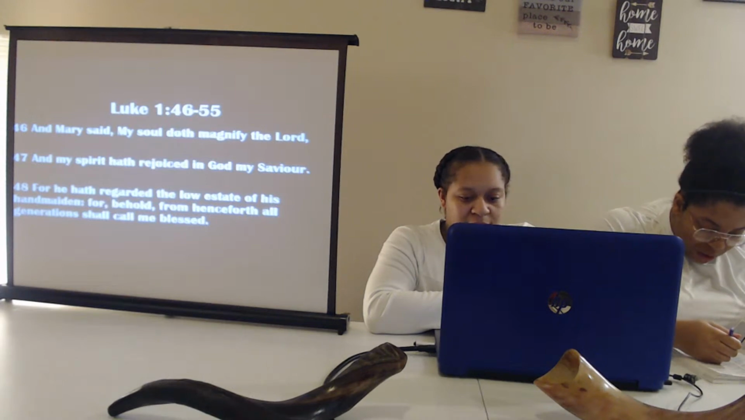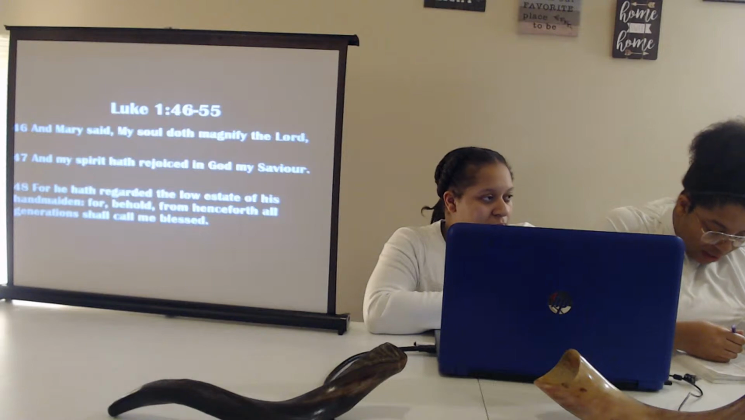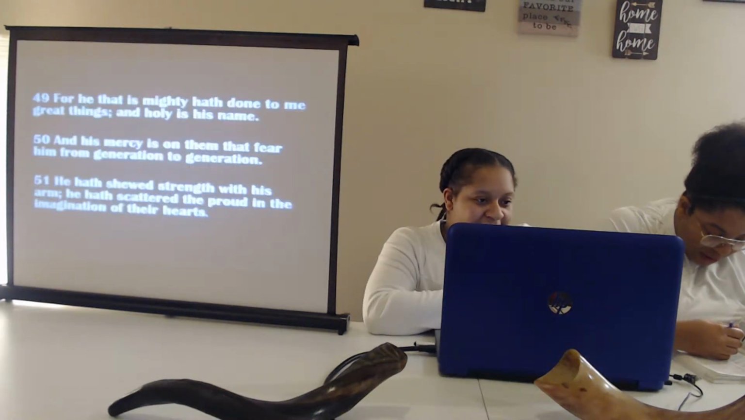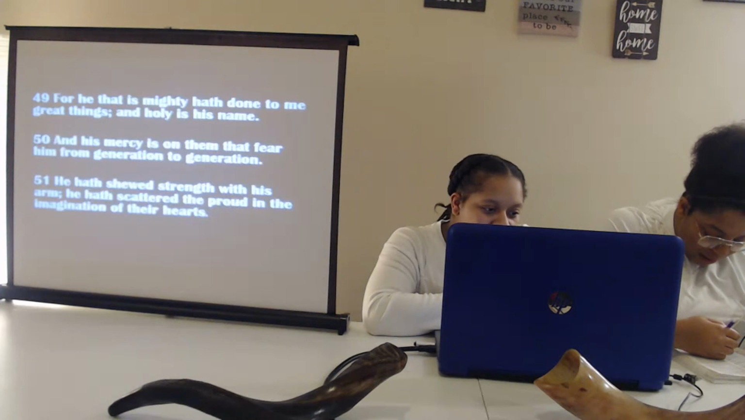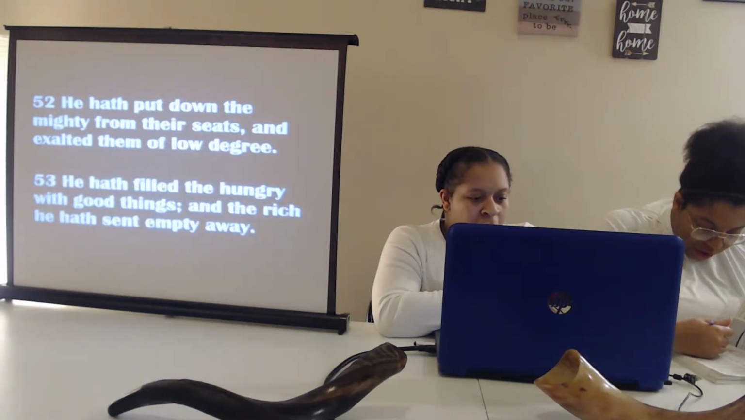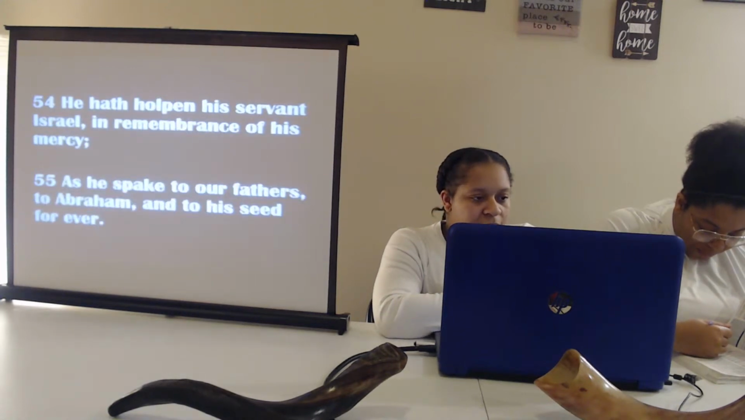And Mary said, my soul doth magnify the Lord, and my spirit hath rejoiced in my Savior. For he hath regarded the low estate of his handmaid. For behold, from henceforth all generations shall call me blessed. For he that is mighty hath done to me great things, and holy is his name. And his mercy is on them that fear him, from generation to generation. He hath showed strength with his arm. He hath scattered the proud in the imagination of their hearts. He hath put down the mighty from their seats, and exalted them of low degree. He hath filled the hungry with good things, and the rich he hath sent empty away. He hath holpen his servant Israel in remembrance of his mercy. And he spake to our fathers, to Abraham, and to his seed forever.